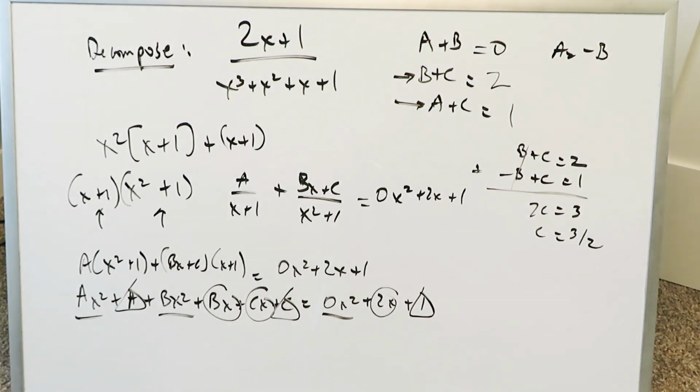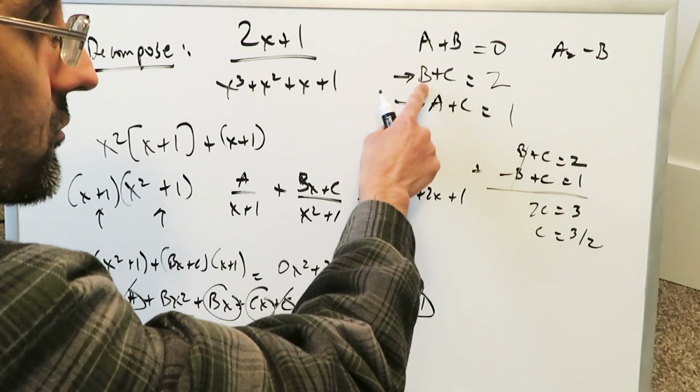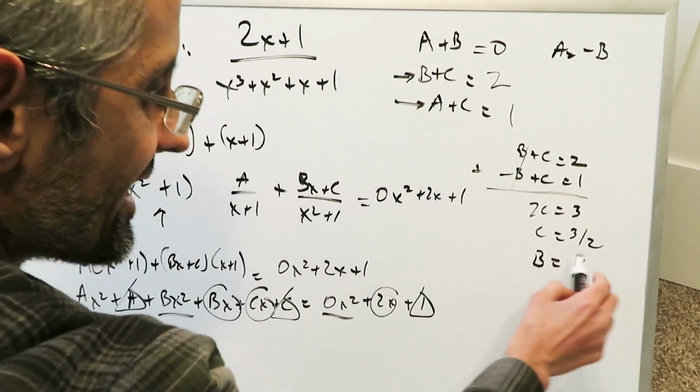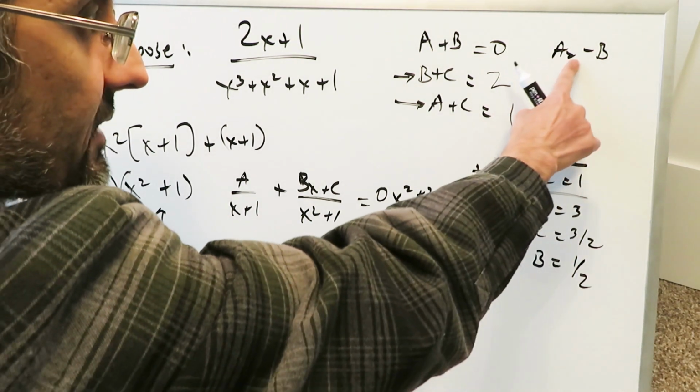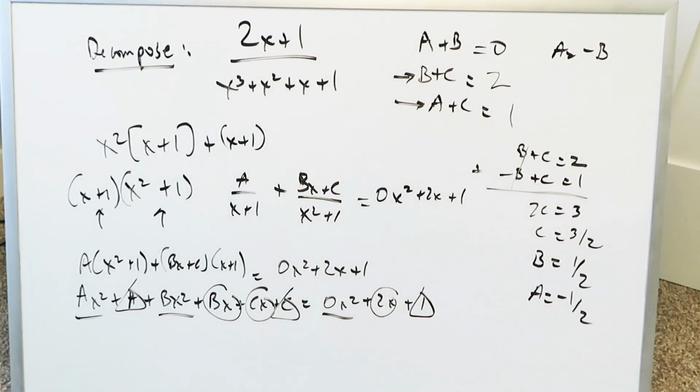C is equal to 3 over 2, you put it in any of these, and I might as well just put it right here. 3 over 2 plus b equals 2, so b here must be 1 over 2. If b is equal to 1 over 2, by means of this relationship, a is equal to minus 1 over 2, and those are our values.